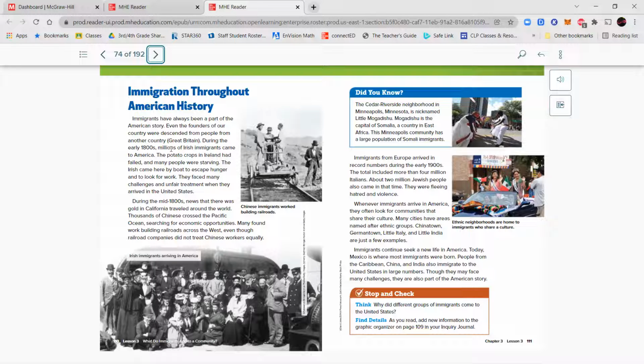Immigrants from Europe arrived in record numbers during the early 1900s. The total included more than 4 million Italians. About 2 million Jewish people also came in that time. They were fleeing hatred and violence.